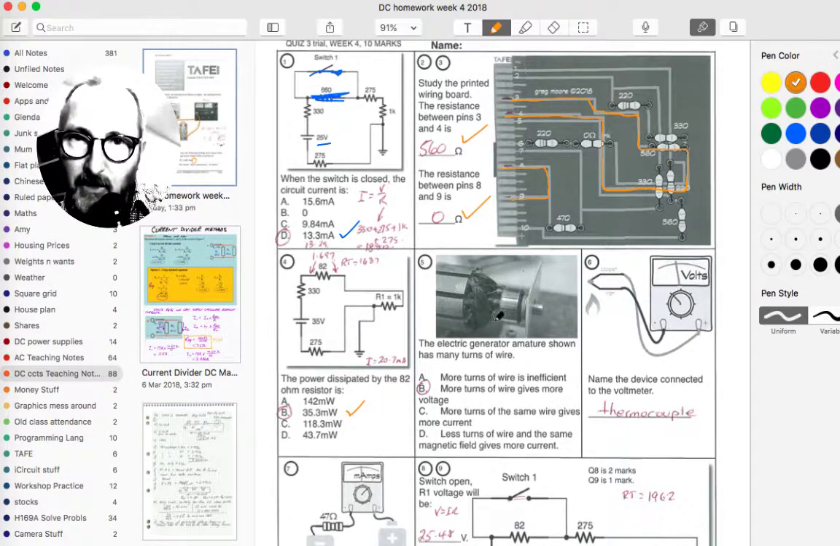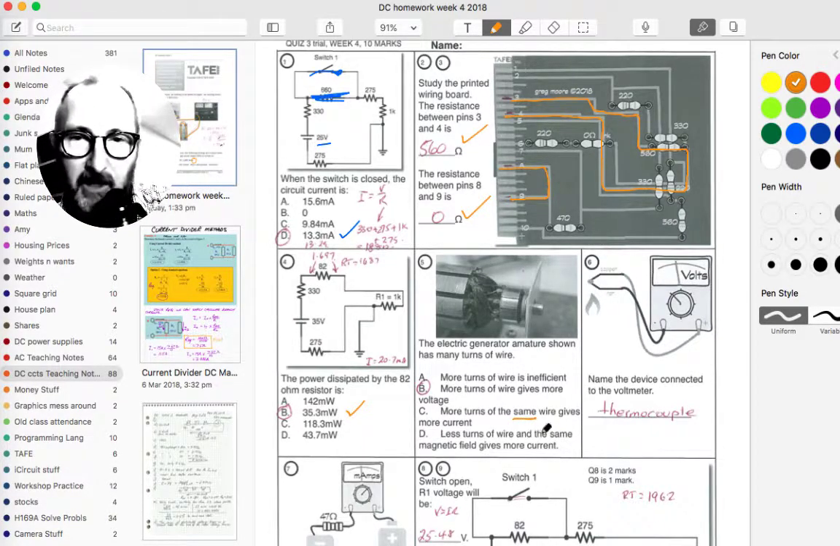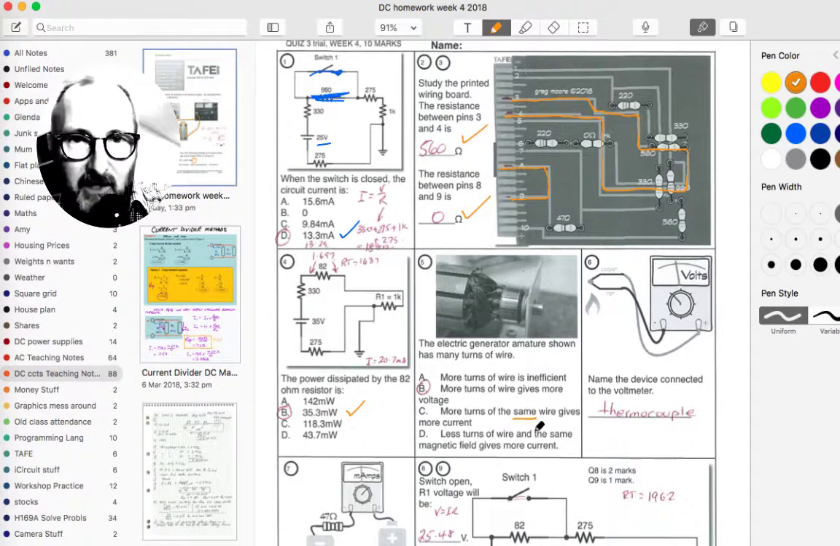The next question, question 5, we covered this in topic 6, sources of EMF, and A is obviously out of the question. C sounds good, but more turns is the key phrase there, same wire. If it's the same wire, it's got the same gauge, therefore you're going to have more resistance because of more turns, and you're not going to get more current out of it. You'll certainly get more voltage. That's why I'm putting a tick next to B, but C will be incorrect. And of course, less turns of wire and the same magnetic field gives more current, no.